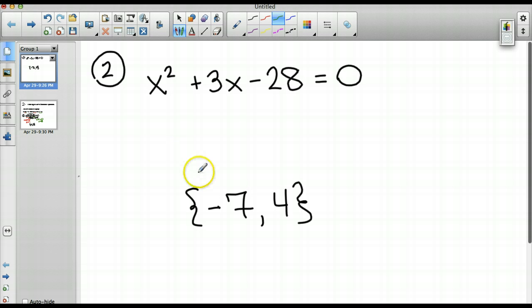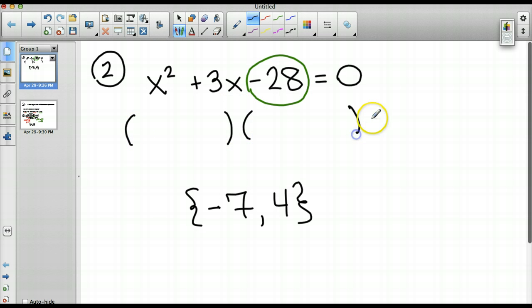When you have a trinomial, you need to look at the constant term, which is -28, and think about what kinds of numbers multiply to get a -28. Well, to get a negative, we know we have to have a positive and a negative. So we're going to put an x plus something and an x minus something. Again, a trinomial always factors into two binomials. Then you have to think of numbers that not only multiply to get this 28, but they need to have a difference, because these are different signs, of 3.